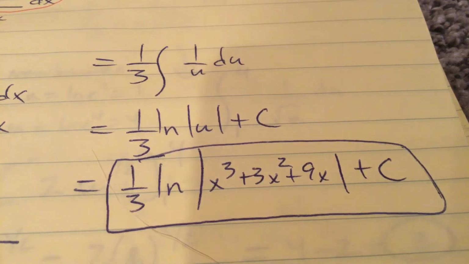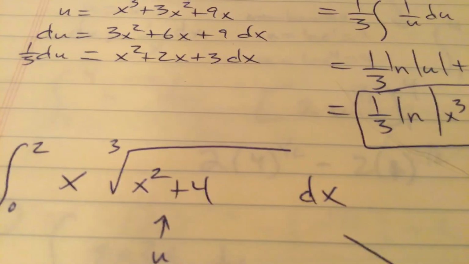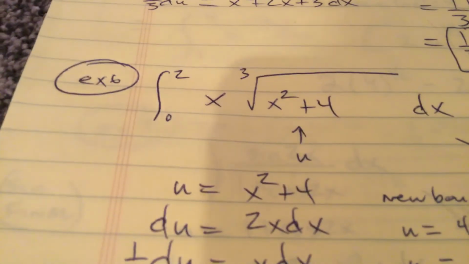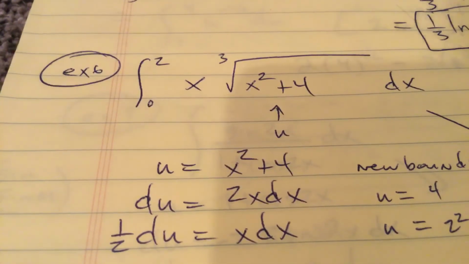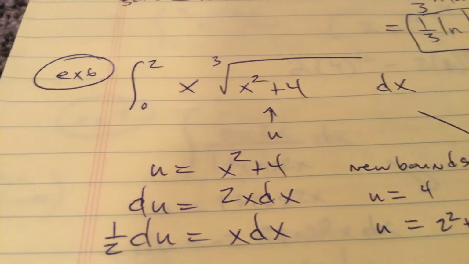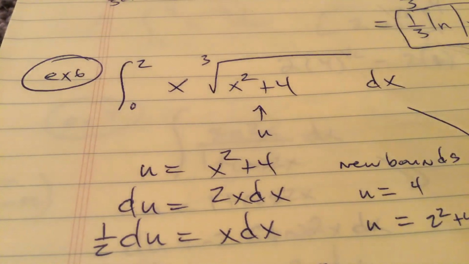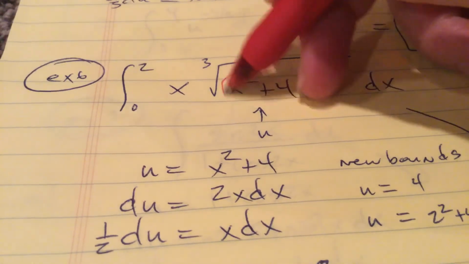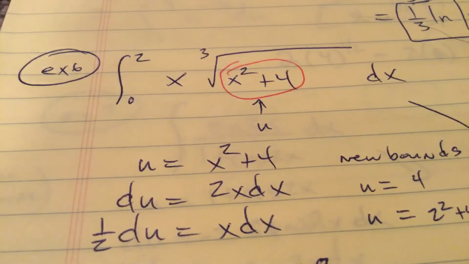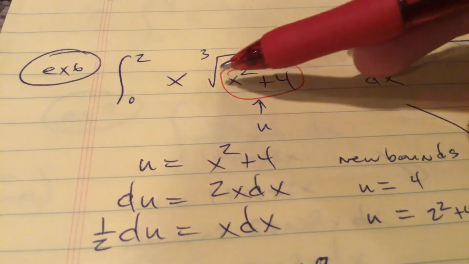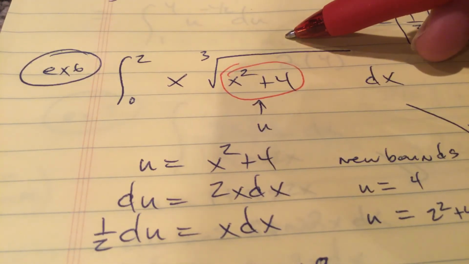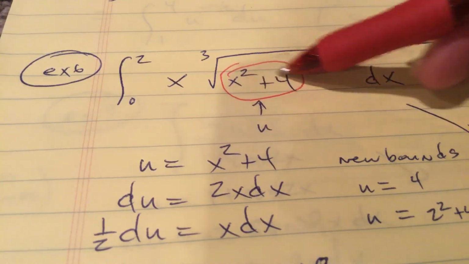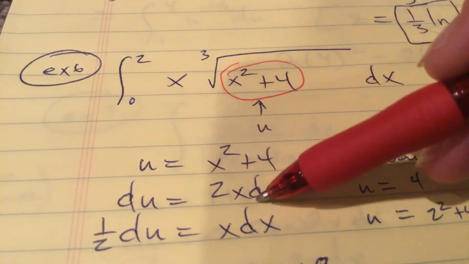All right. Gonna switch gears here and do one with bounds. So write this one down, number 6. Probably, definitely gonna use this for u. If u is that, then I would have the cubed root of u, or u to the 1/3. It'll be easy to take the antiderivative of. If u is x squared plus 4, then du is going to be 2x dx.